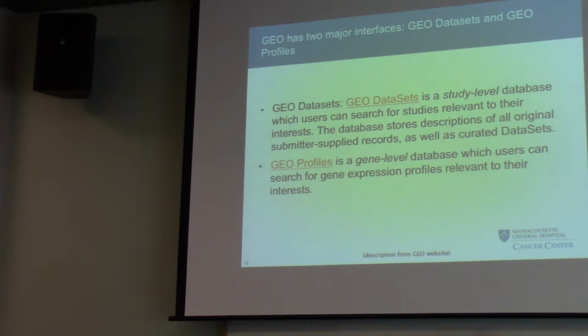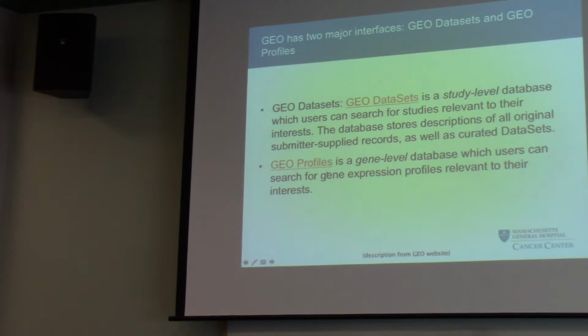There are two major types of GEO datasets available. There's the GEO DataSets section and also the GEO Profiles section. So GEO DataSets is a study-level database where users can look for actual entire studies that they're interested in. So let's say you want to look up a study that has RNA-seq of prostate cancer. They'll have manually curated a list of things that are involved in RNA-seq and prostate cancer.